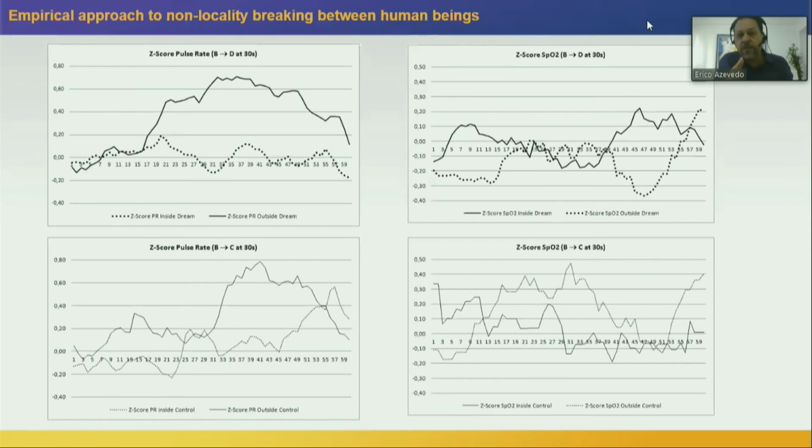Yes, on the right side at the top, we see the same results for oxygen saturation, and as you can see, they start separated. When the reading of the dream starts, they are very close to each other, and then they separate again.